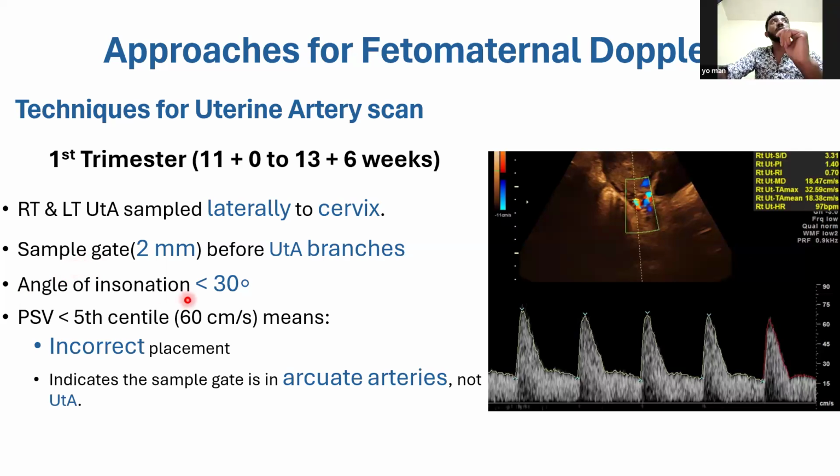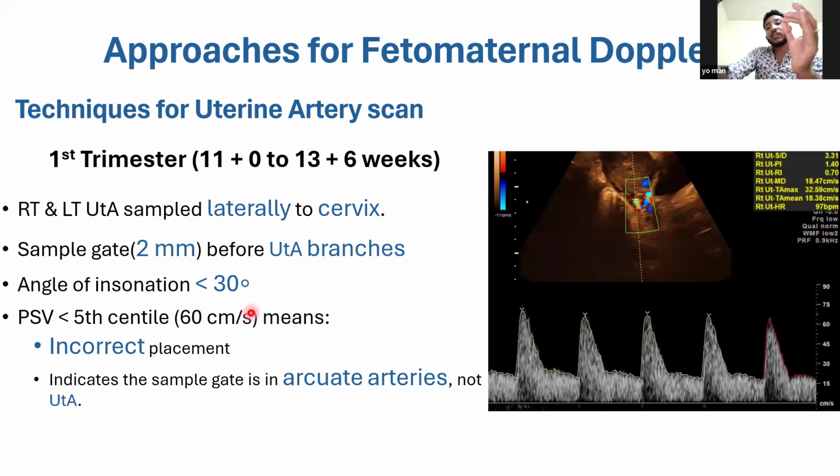So the sample gate must be 2 millimeters because it's a small caliber vessel, and you should use a narrow sample gate to accurately map and to eliminate artifacts or contamination from the adjacent vessels. The recommended angle of insonation is less than 30 degrees, and the most important trick is here.